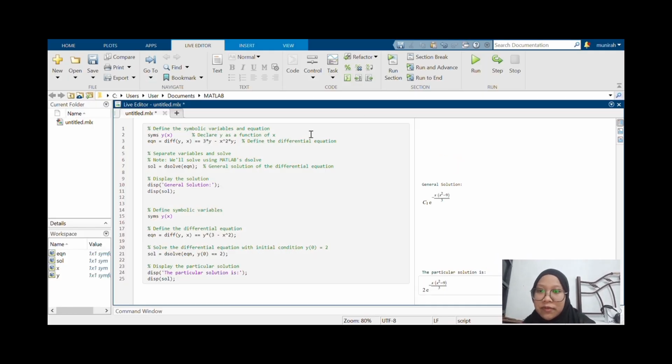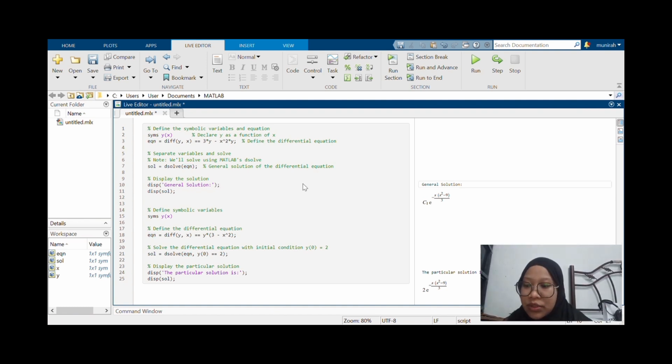The following code solves a first order differential equation symbolically using MATLAB. It declares y as a symbolic function of x. The first differential equation, diff(y,x) equals 3y minus x to the power of 2y, provides a relationship between the derivative of y with respect to x versus y and x. It uses the function dsolve to solve this equation in general, then shows the result to the user.